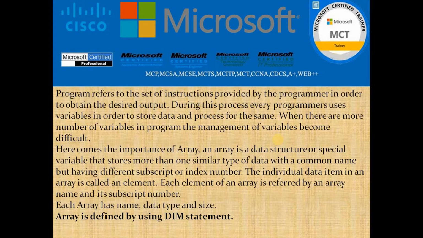An individual data item in an array is called an element. If you have multiple data, depending on your need and how many data items you are going to use, all of these data items in your array are simply known as elements. Each element of an array is referred to by an array name. Whenever we intend to store a value with the help of a variable and index number, they must be named properly first. That means each element of an array is referred to by an array name and its subscript number, which I'm going to show you in detail when we come to the practical implementation of an array.